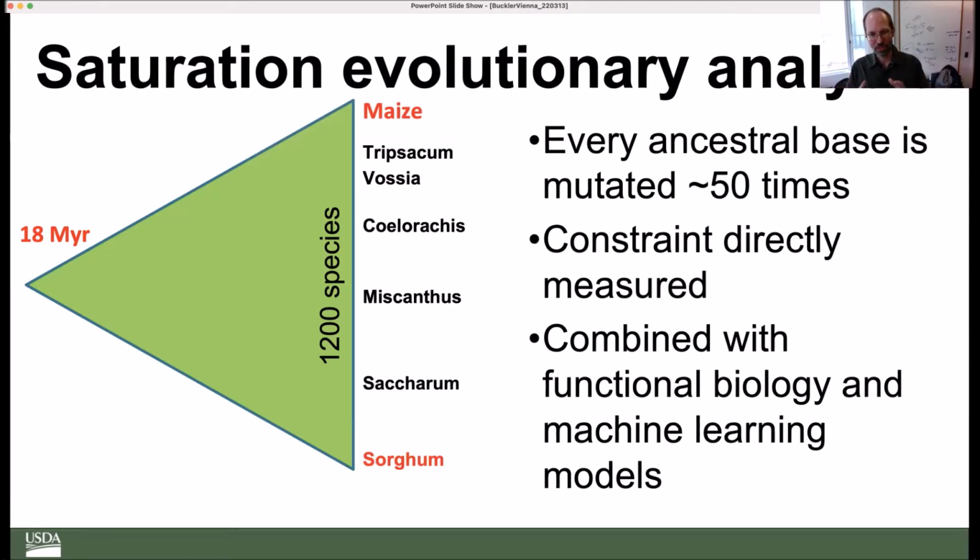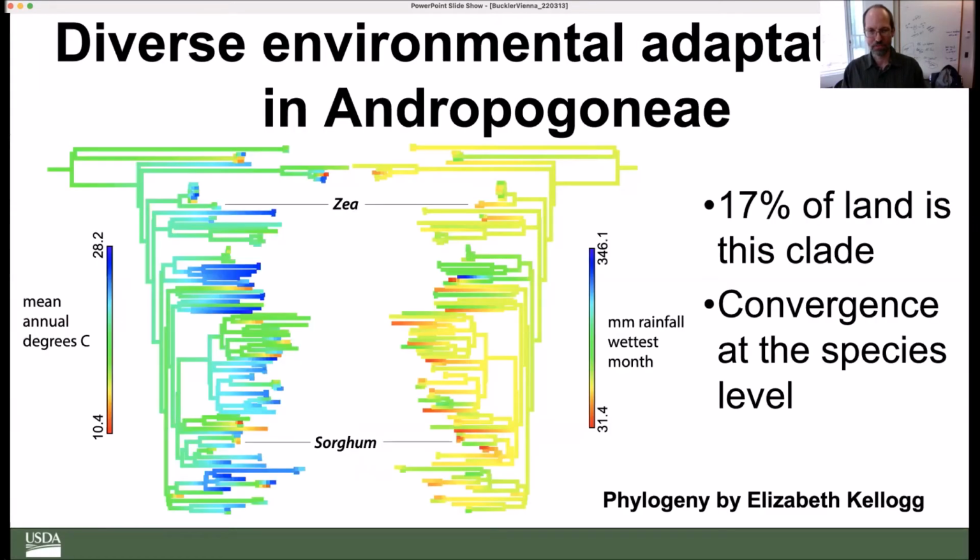One way to think about this experiment is as a saturation evolutionary analysis. Every ancestral base has been mutated about 50 times. Constraint can be measured directly off these. And then we're training a series of functional biology and machine learning models to figure out how each of these species have adapted to their environments, and then leverage that knowledge into maize. And they have adapted to a lot of different environments.